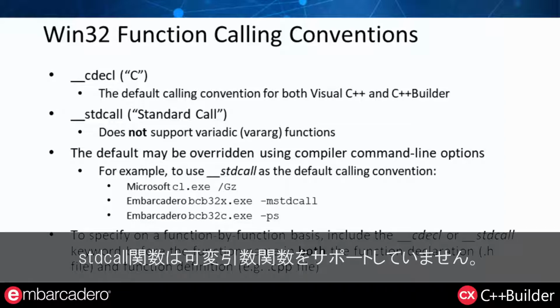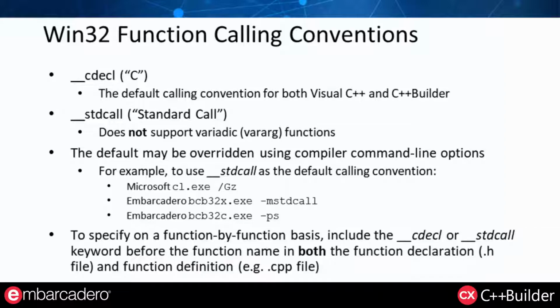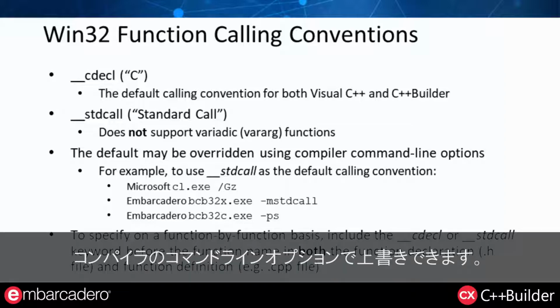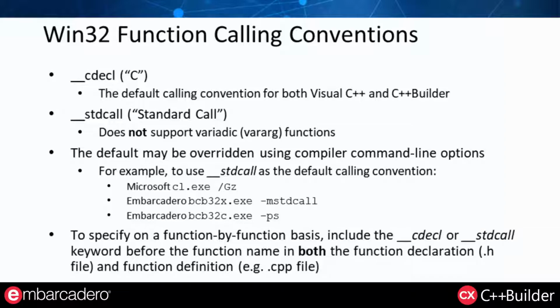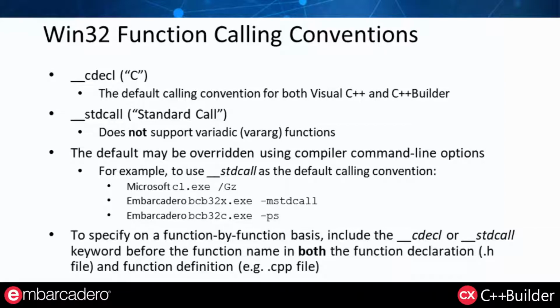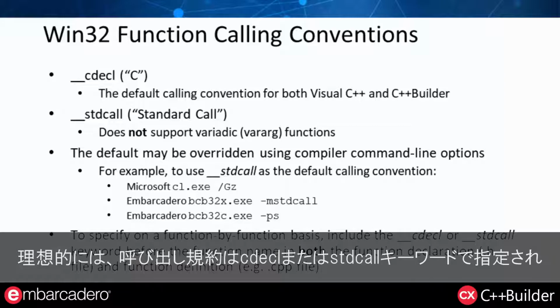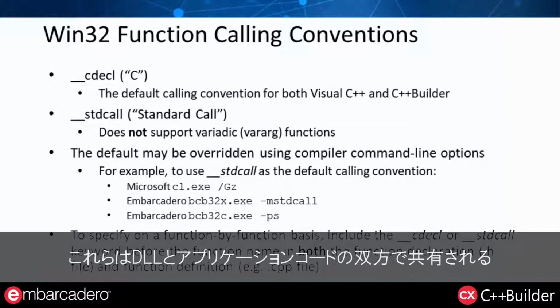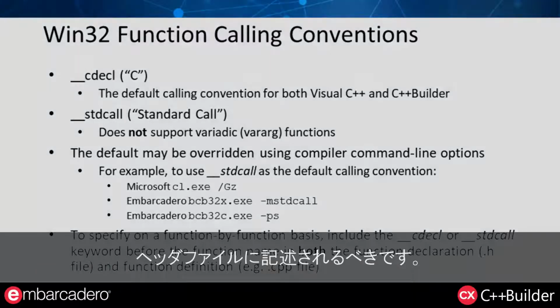Standard call functions do not support variadic functions or variable arguments. The default calling convention may be overridden using compiler command line options. You may find these options in makefiles or project settings. Ideally, the calling convention will be specified using the cdecl or standard call keywords in a header file that is shared between the DLL and the application code.